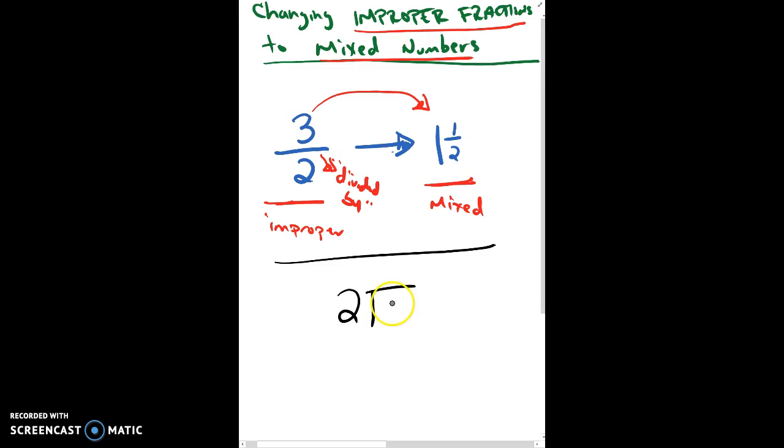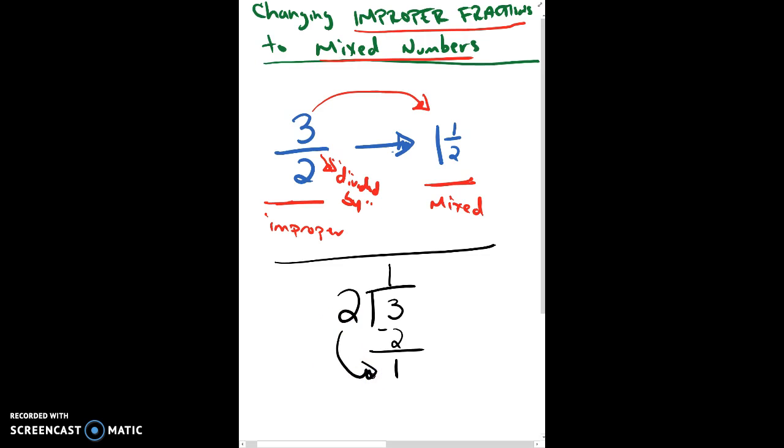So how many 2's fit into 3? Well, we know right off the bat that one 2 fits into that 3. So we divide normally. 1 times 2 is 2. 3 minus 2 is 1. Now we ask ourselves, how many 2's fit into that 1?